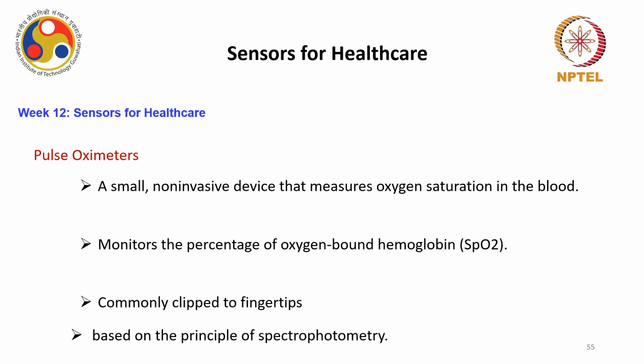Then we have talked about the pulse oximeters, which are small, tiny, non-invasive devices that can measure the oxygen saturation in the blood. They can monitor the percentage of oxygen bound hemoglobin, the SpO2, and can be simply clipped onto our finger. These devices utilize 2 different wavelengths, one red and another infrared, and they are based on the principle of spectrophotometry.